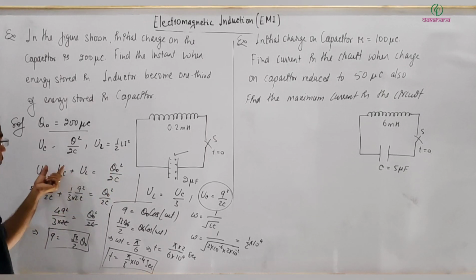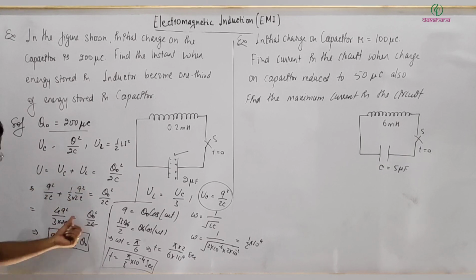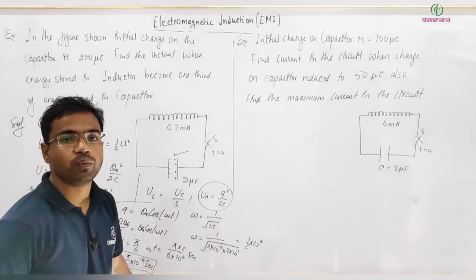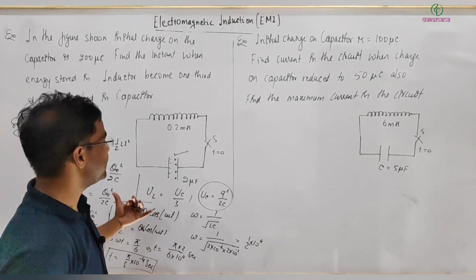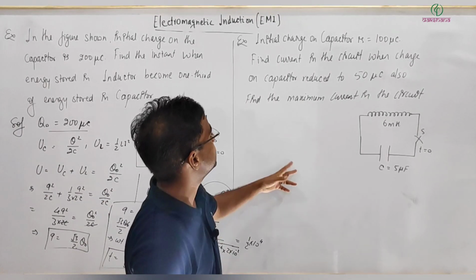This energy becomes 1/3 of this, so this energy, UL, is 1/3 of the total energy. Solving, we are getting the value of Q, and simplifying, we are getting the time when this will happen. So we can see this is one simple application of the LC oscillator. We have another problem here.